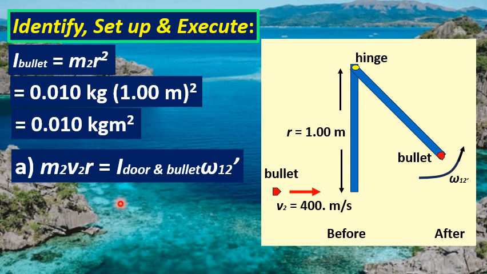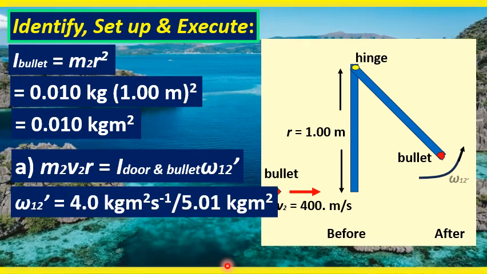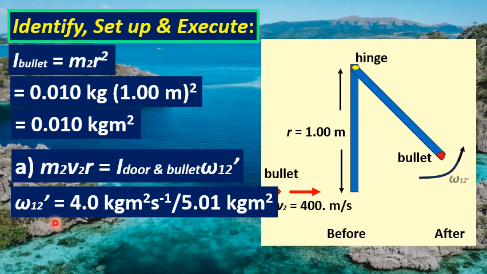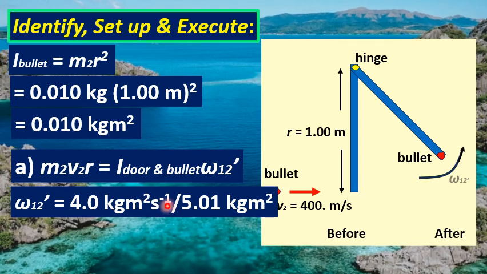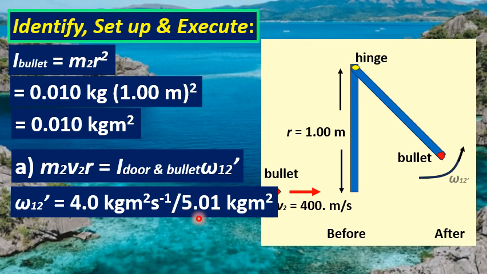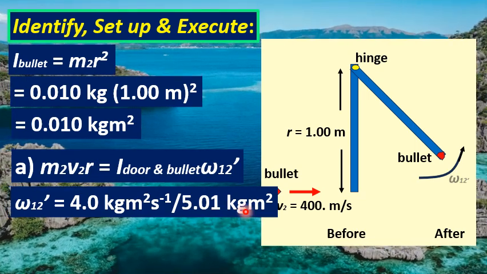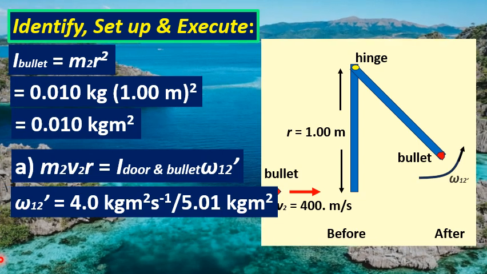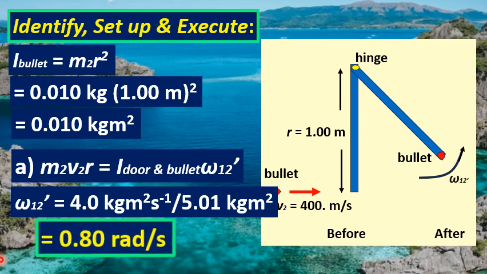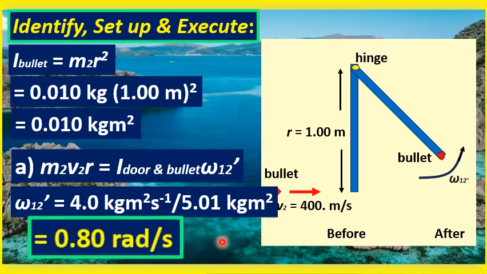So, isolating omega sub 1 2 prime and substituting the values, we get omega sub 1 2 prime equals 4.0 kilogram meter squared per second divided by the combined moment of inertia of the door and the bullet equal to 5.01 kilogram meter squared, right? If we do our math, once again, we get the value of the angular speed omega sub 1 2 prime equals 0.80 radian per second in two significant figures.